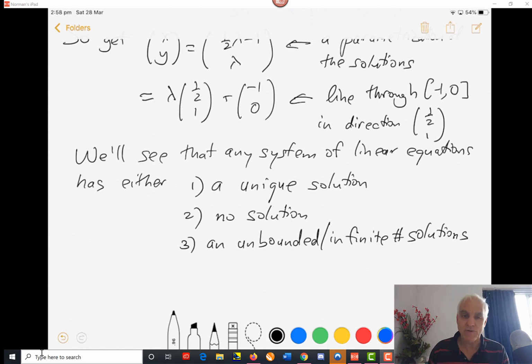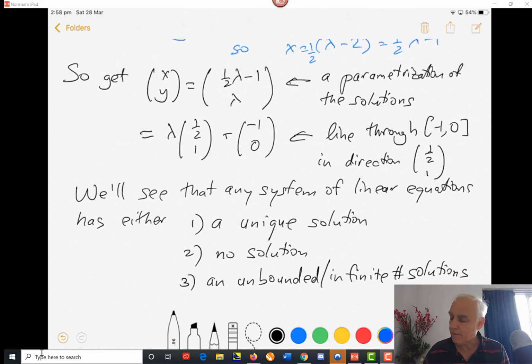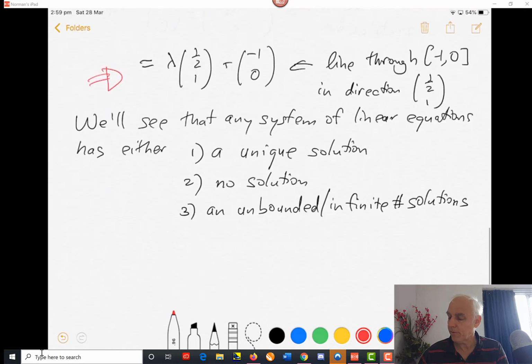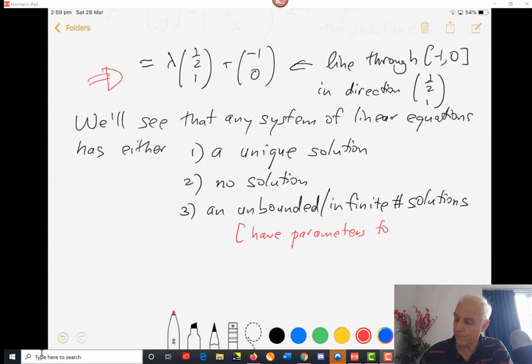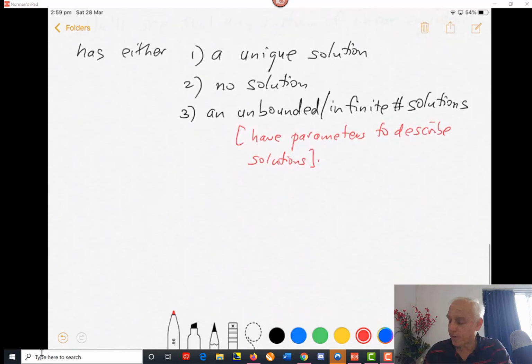We can attempt to describe all the solutions in the fashion that I was doing up here. That's a way of describing solutions in terms of parameters. So here we might have some parameters to describe the solutions. Okay, so now to go further, we want to go to 3 dimensions.